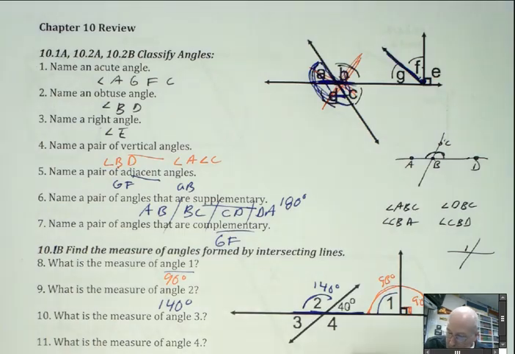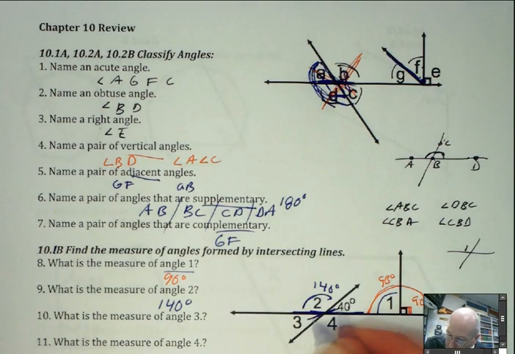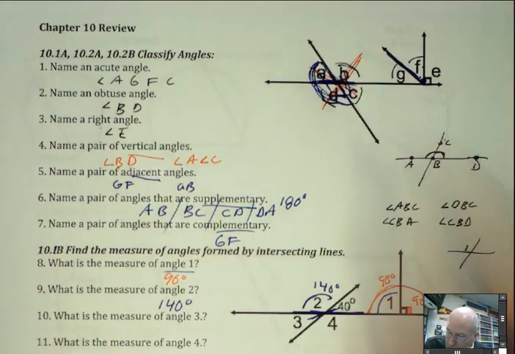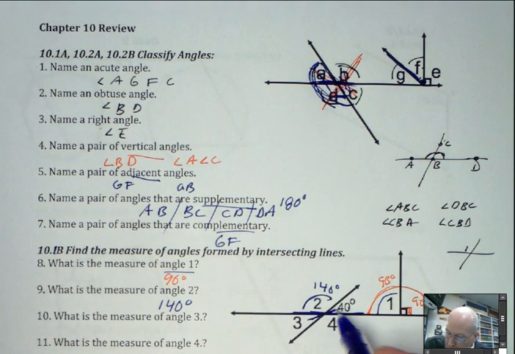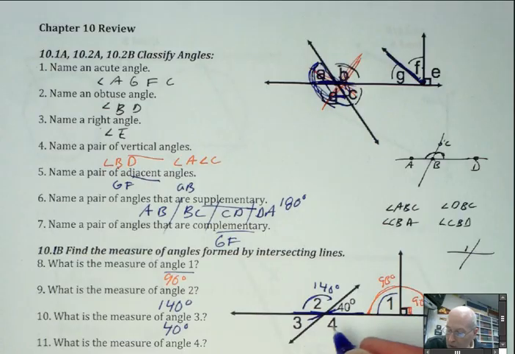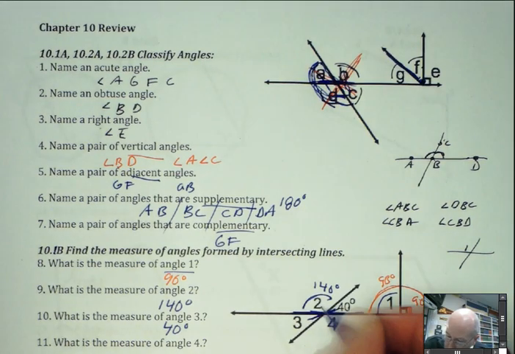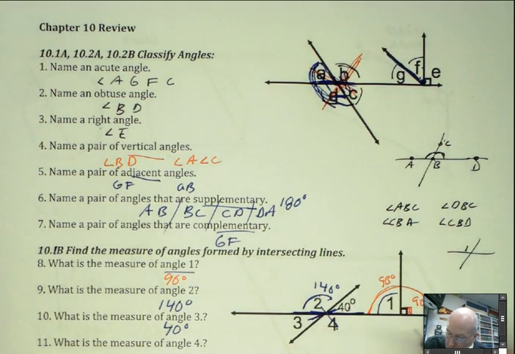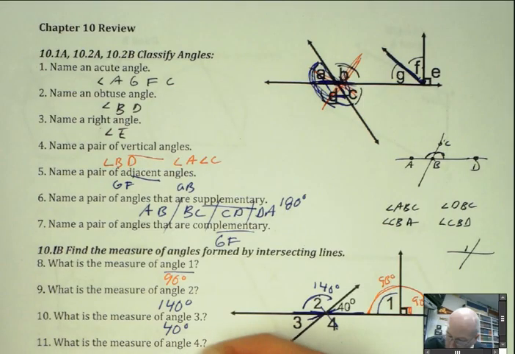What is the measure of angle 3? Well, remember from up top, these are vertical angles. So if this is 40 degrees, this is 40 degrees. That's a simple one. Those opposite angles will be equal. And then, what is the measure of angle 4? Well, if this one is 140 here, this one also has to be 140 degrees.